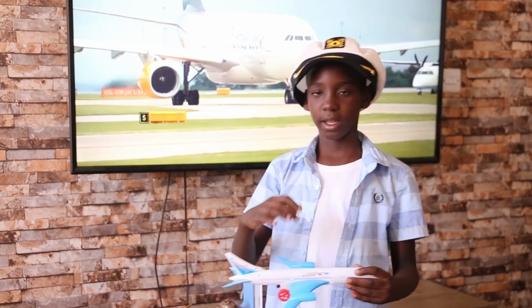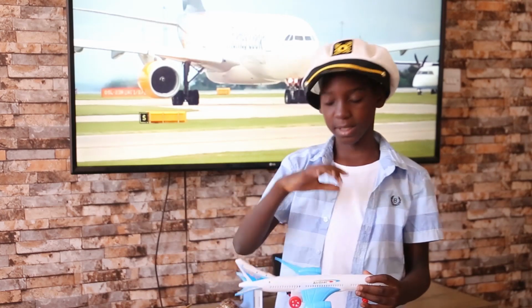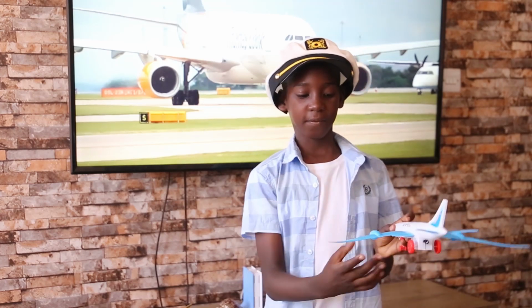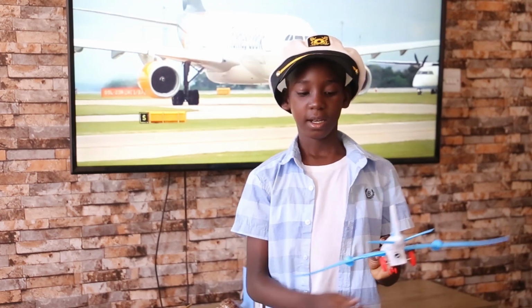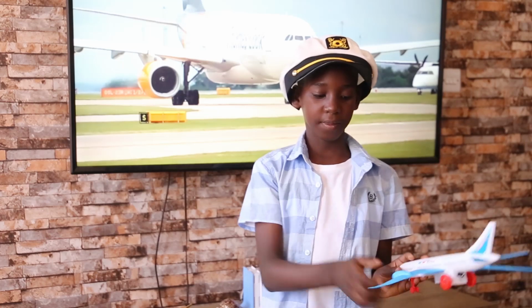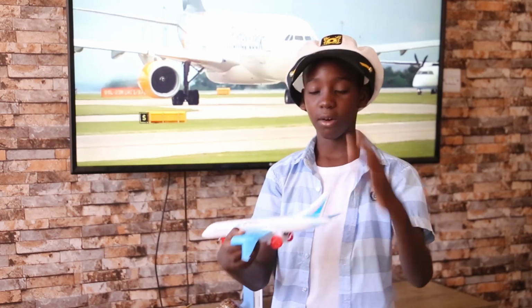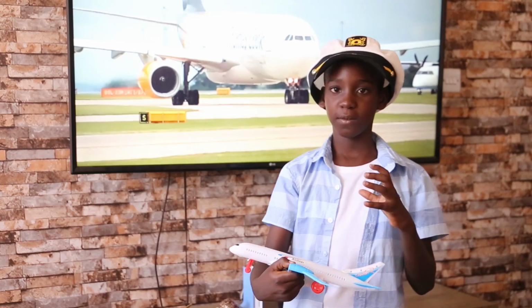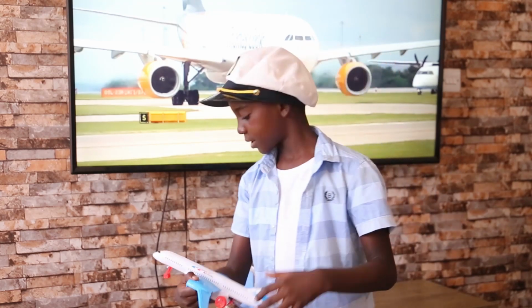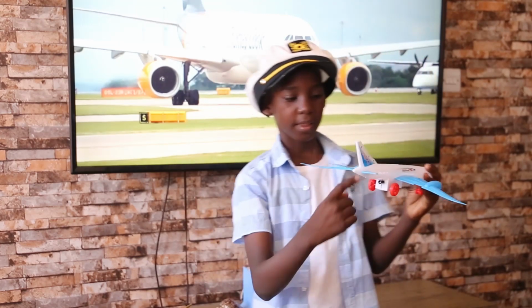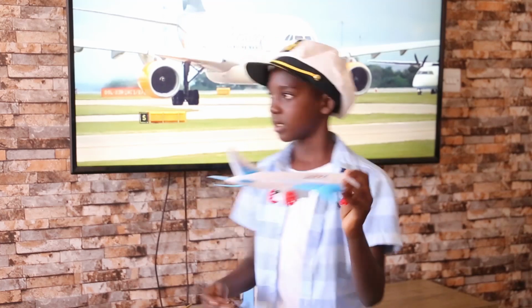Now here I have a plane. Maybe it's a model of the A320 or A321, something like that. It has the wing, it has the flaps, which I'm going to talk about. These are the flaps and these are the slats. The work of the flaps is to direct air downwards to create an opposite force which will lead into lift.